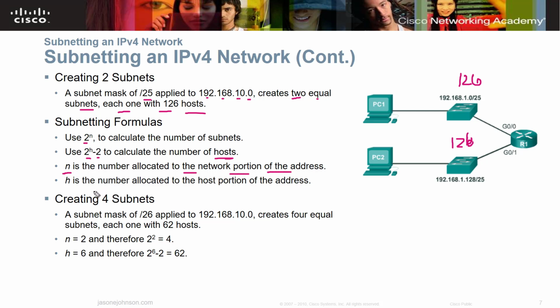Some people can do it with the math and do it in their head. I use a chart. And if we're going to create 4 subnets, we go one more bit place, and we get a /26. And so now we get 4 equal subnets, each with 62 hosts. Not 64, 62, because one is the network, one is the broadcast. And so that's the -2, which gives us 62.